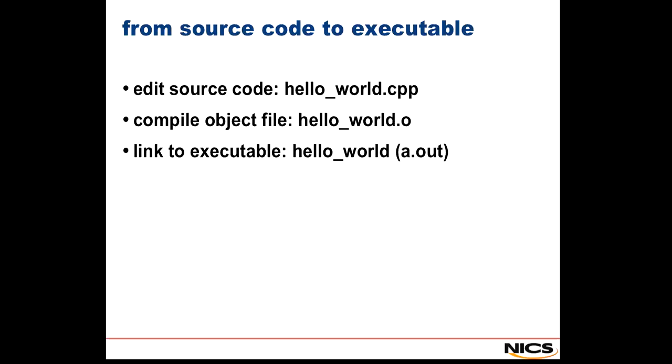And then you need to compile your code, which usually will generate the object file. Let's say you compile the object file hello-world.o, and then finally you need to link your object file to an executable. Let's say you name it hello world. Usually by default, if you do not specify your executable name, the executable will be generated by default, named as a.out.